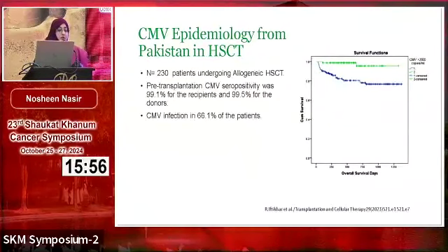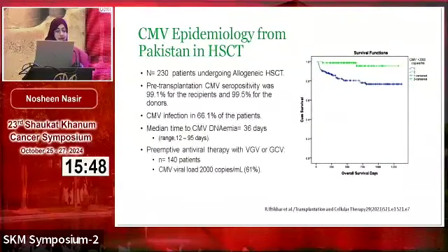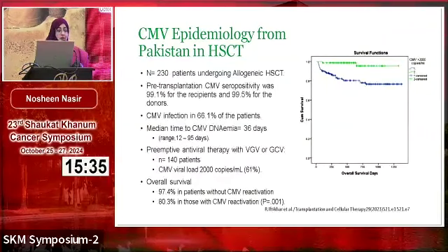And what they found was that CMV infection occurred in 66% of the patients that underwent transplant. Median time to development was 36 days. And they gave preemptive antiviral therapy with valganciclovir and ganciclovir to around 140 patients who had a CMV viral load of 2,000 copies. And the overall survival showed that there was a reduced survival in those in whom there was CMV reactivation, and this was statistically significant.